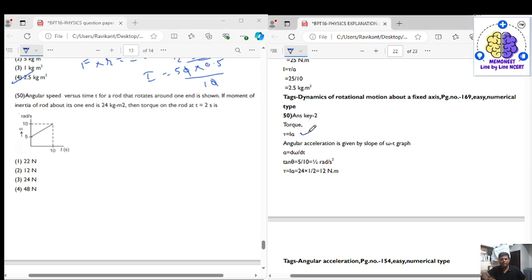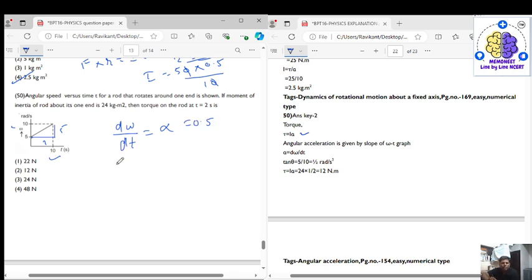Now here torque is being taken as I alpha. Torque is I alpha, and angular acceleration is given by the slope of the omega-t graph. Because the graph given to us is between omega and t, d omega by dt is nothing but the slope of the graph, and this is equal to alpha. From here we can see the slope is 5 by 10, so alpha is coming as 0.5.